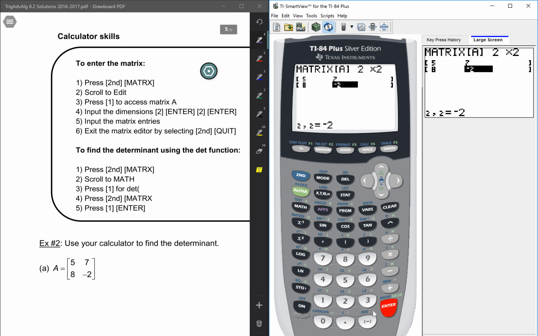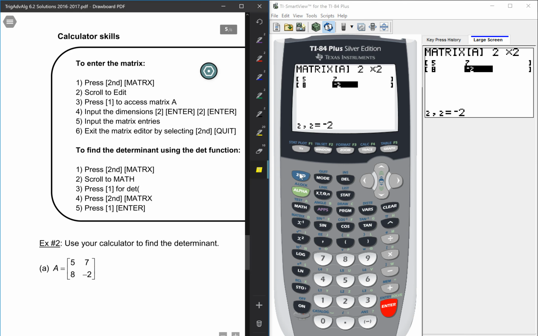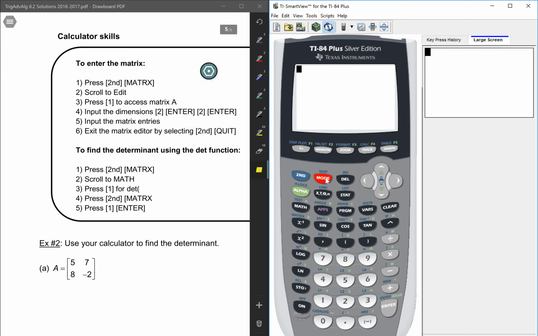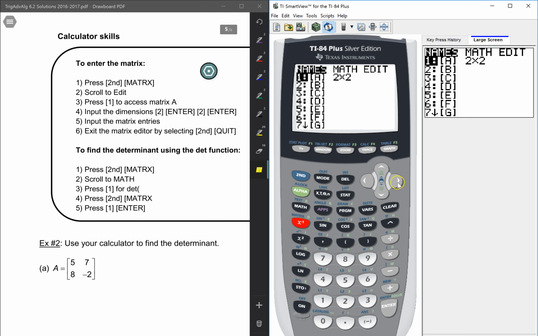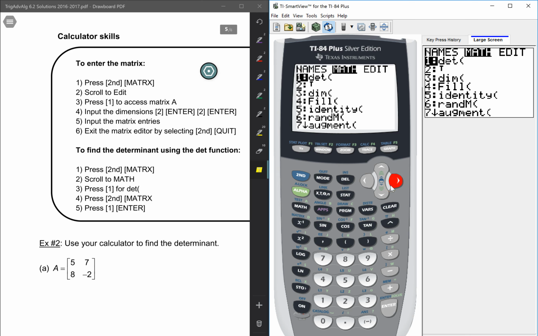Now we want to exit the matrix editor by selecting second quit. So second quit. Now we're back in the home screen. Now you have your matrix in there. After this, you're going to choose what to do with the matrix. So here, I want to find the determinant. You press second matrix again, right arrow for the math tab. The first one is determinant. That's what I want to do. I want to find the determinant of a matrix. So either press 1 or enter.